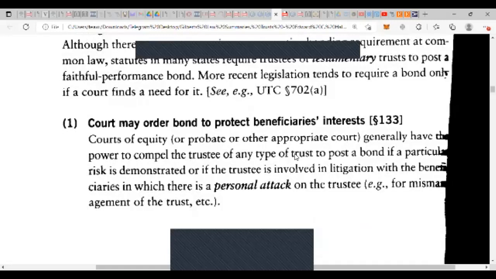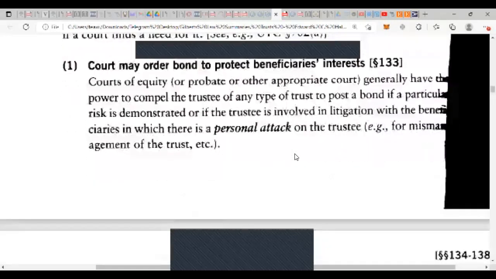Number 1, court may order bond to protect beneficiaries' interests, Section 131. Courts of equity or probate or other appropriate court generally have the power to compel the trustee of any type of trust to post a bond if a particular risk is demonstrated, or if the trustee is involved in litigation with the beneficiaries in which there is a personal attack on the trustee for mismanagement of the trust, etc.